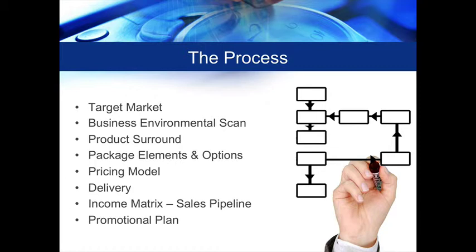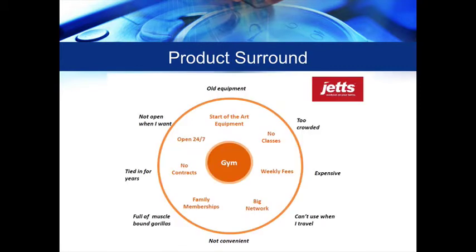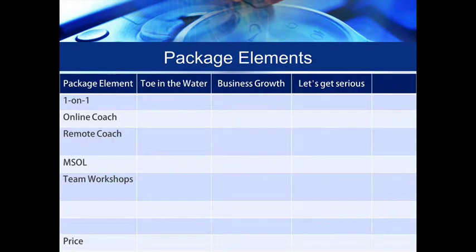So, in the products around, you identified the issues that are plaguing your target market, and then you came up with some solutions to help them address the issues around your core product. What I want you to do now is take the elements that you identified around the core product, include your core product, and add it into a table where you look at the package elements.